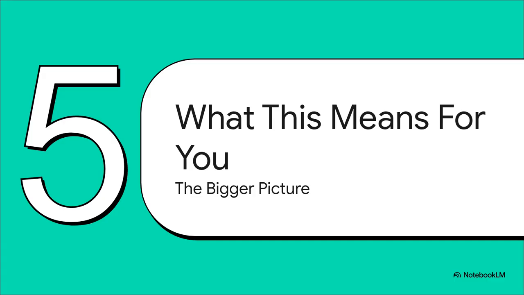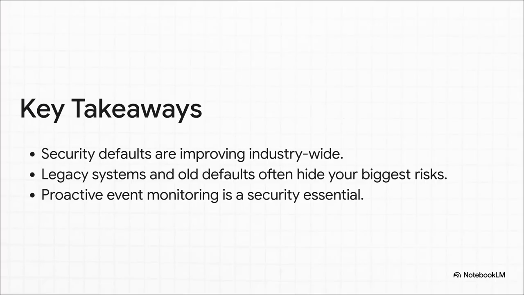Okay, let's zoom out for a second. What does all this mean in the bigger scheme of things? Let's wrap up by looking at the bigger picture on security. So, what are the key lessons here? First, the really good news. The entire industry is slowly but surely moving towards better, more secure defaults. Second, this is a powerful reminder that it's often the legacy systems and old defaults that are hiding your biggest risks. And third, proactive monitoring isn't some luxury. It's an absolute security essential. You have to be looking for this stuff.